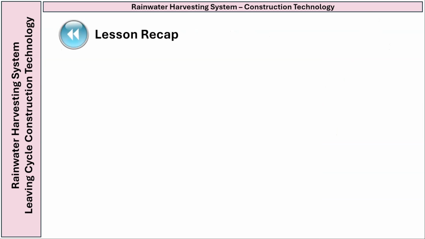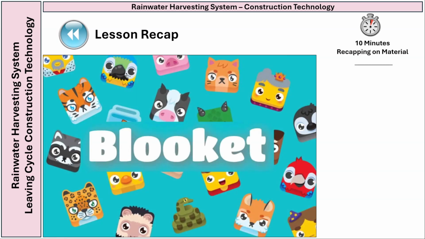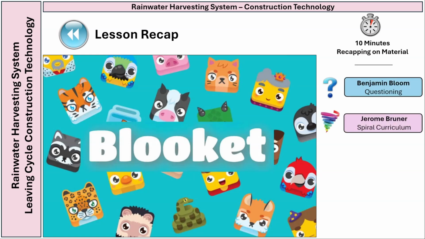Finally, to complete the lesson, students will complete a 10-minute bucket quiz and compete by answering questions on rainwater harvesting, hot and cold water systems, and the solar and geothermal energy. This links with Bloom through a mix of higher and lower order questions, and with Bruner through spiral curriculum by revisiting and strengthening prior learning.